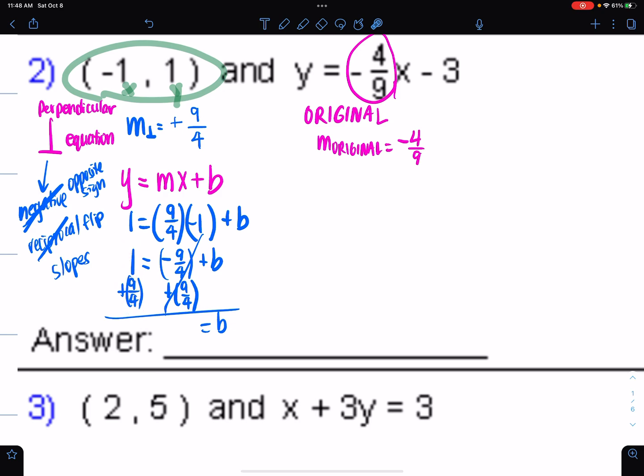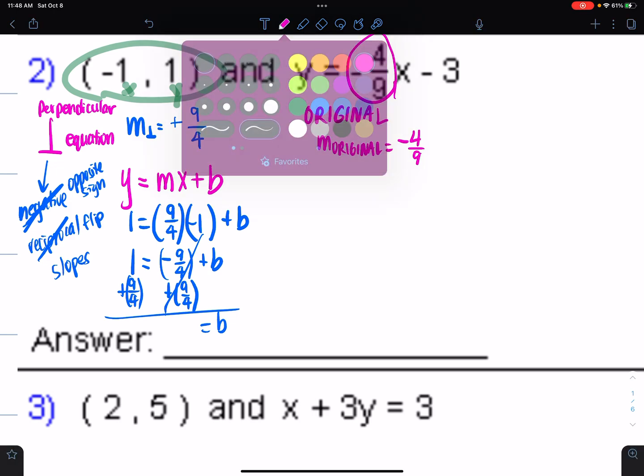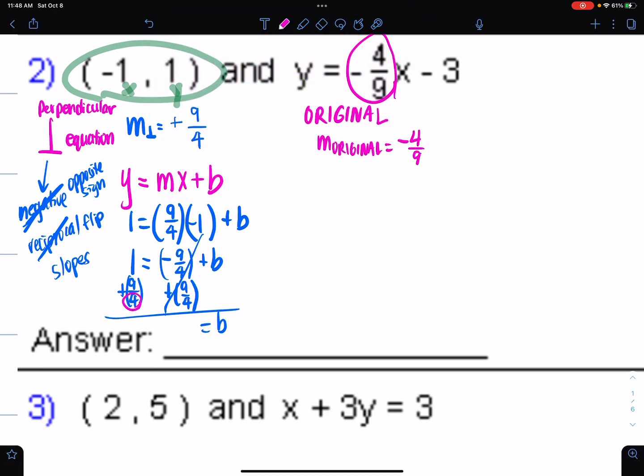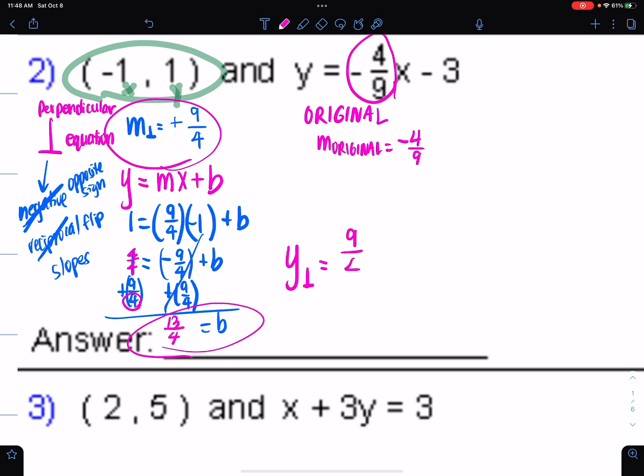And so b equals... you can feel free to put this in the calculator exactly as you see it, or think about when you were learning about adding and subtracting fractions, you need the same denominator. So here the common denominator is 4, and if I want to have a fraction that is equivalent to 1, that's 4/4. So the common denominator is 4, and then 4 plus 9 is 13. So now we have our perpendicular slope, we have our y-intercept, so the equation of the perpendicular line is y equals 9/4x plus 13/4.